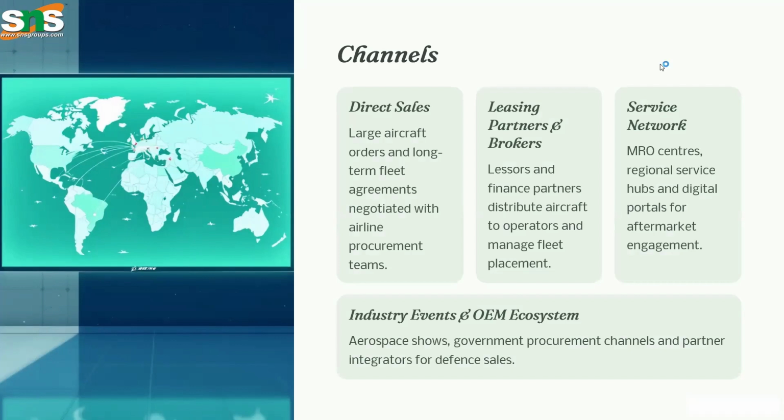Good morning, everyone. The slide explains how Boeing reaches customers and builds long-term relationships across the aircraft life cycle. First, the sales channel. Large airline companies typically buy aircraft through direct sales. Financial institutions purchase jets and lease them to operators, lowering upfront cost and expanding Boeing's global reach. After delivery, the service network becomes critical, and Boeing supports operators through maintenance, repair, and overhaul centers.